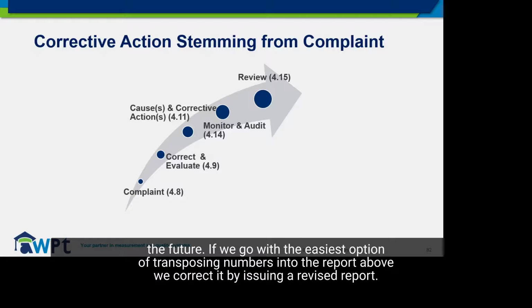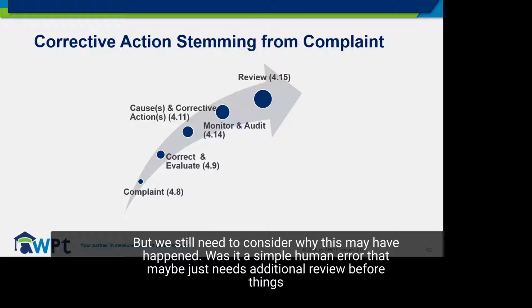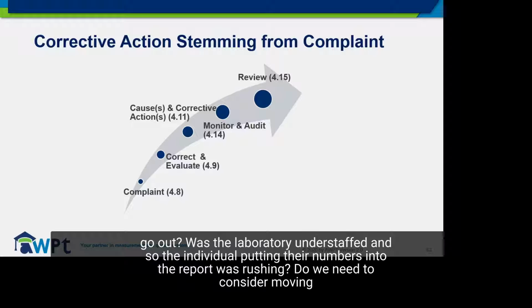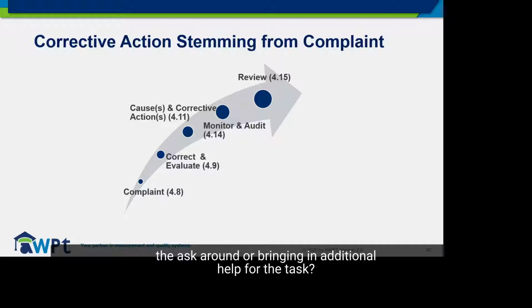If we go with the easiest option of transposing numbers into the report above, we correct it by issuing a revised report. But we still need to consider why this may have happened. Was it a simple human error that just needs additional review before things go out? Was the laboratory understaffed and so the individual putting their numbers into the report was rushing? Do we need to consider moving the task around or bringing in additional help for the task?